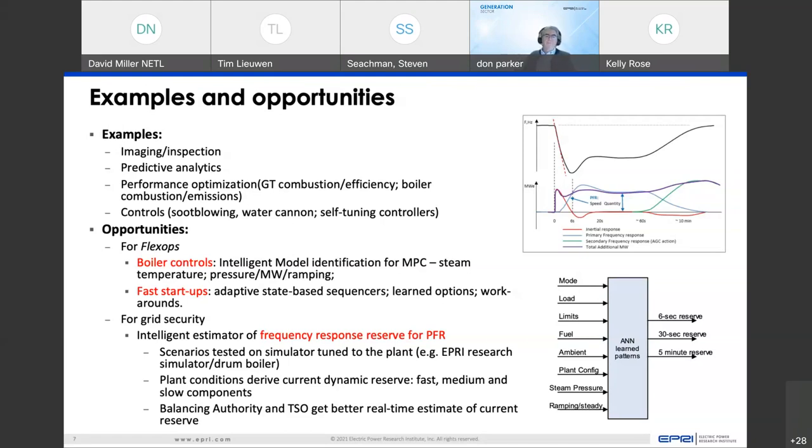The other area is thinking about revisiting single push button start sequential operations for fast startups and overcoming some of the difficulties that meant that we didn't have a strong take up in that area. And one is using adaptive state-based sequences, having a system that learns some of the best options for starting up, improving transparency, as Rick mentioned, but also building into these fast startups workarounds. It learns workarounds, just the same way an operator would learn workarounds. So there, I think, are some areas that could be picked up for flexible operations.